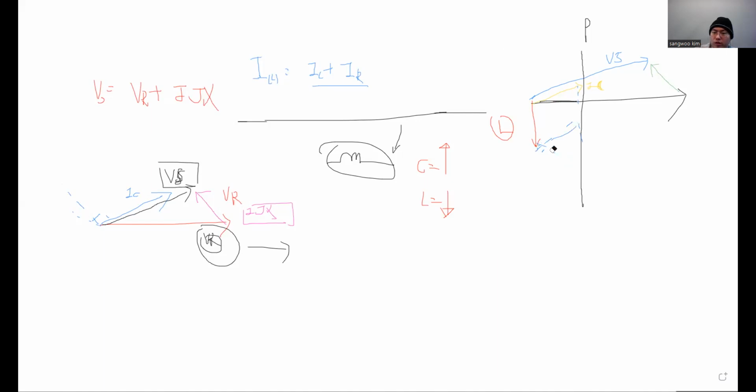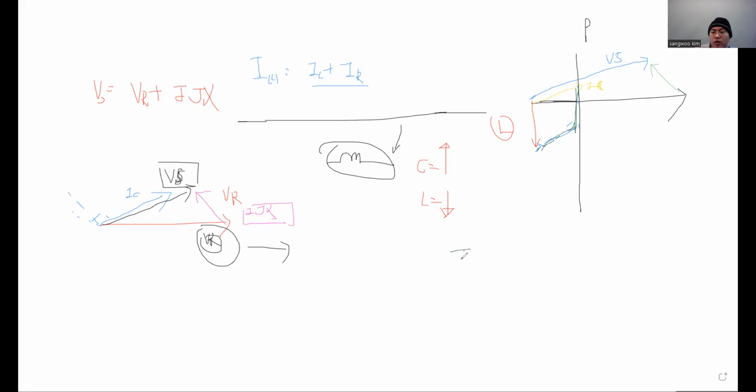Drawing is not that easy with this. Which color is better? This color? No. Can you guys see this?